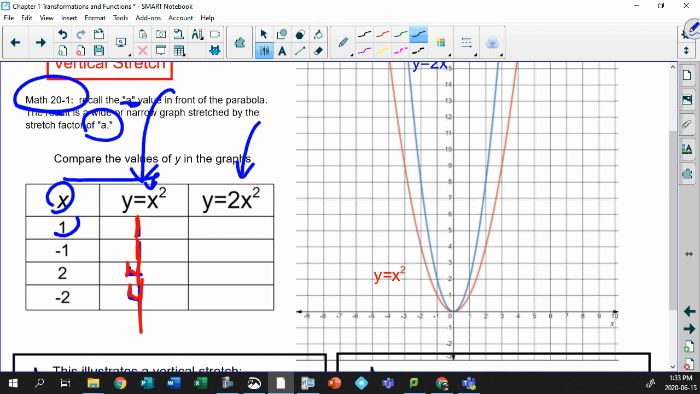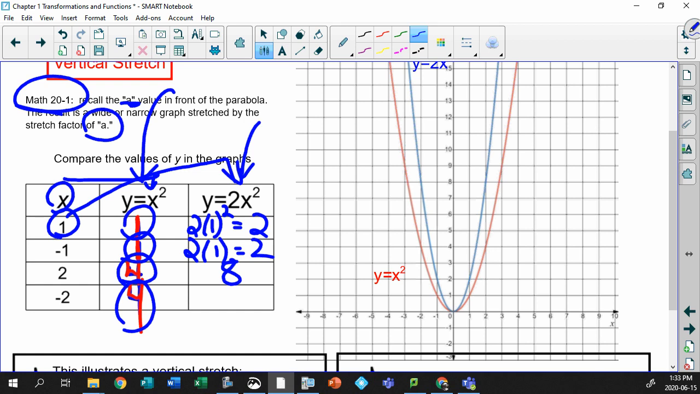If I put this 1 into here, this would be 2 times 1 squared. Well, 1 squared we already got. It's right here. Multiply by 2. Oh, this is a value of 2. Same with this. Negative 1 squared is 1, times it by 2. That would give us 2 again. This would be 4 times 2. That would be 8. This would be 4 times 2. That would be 8. So our blue graph has actually been stretched by a factor of 2.